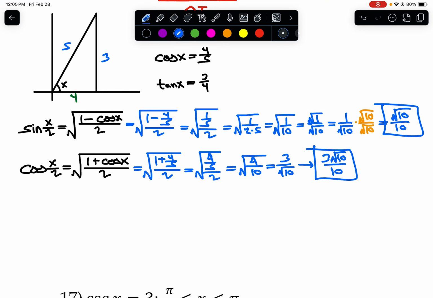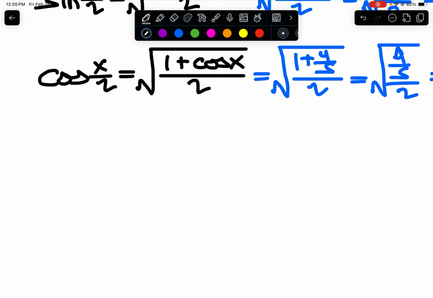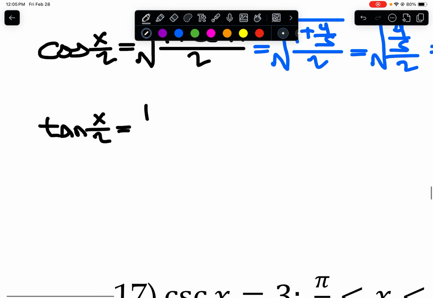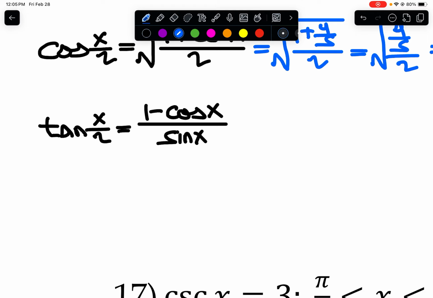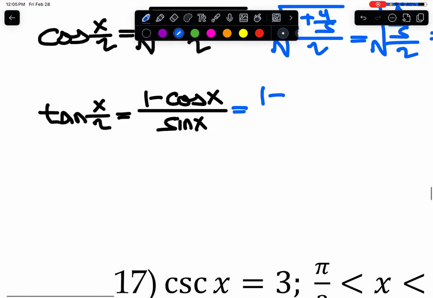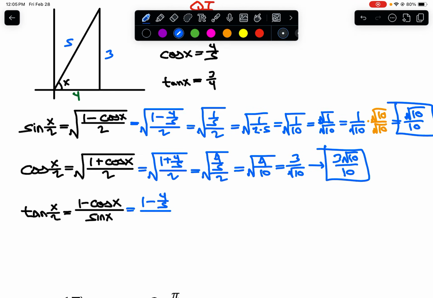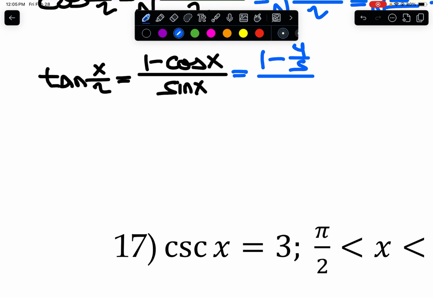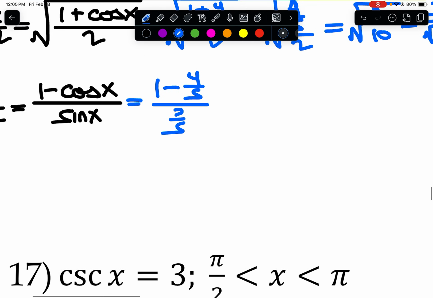Now we're going to do tangent. For tangent, it's not going to matter which of the following forms or variations you do. So I'll do 1 minus cosine x over sine x. So 1 minus cosine x, which is 4/5, and then that's going to be over sine, which is 3/5. That's a terrible 3, but you get the idea.